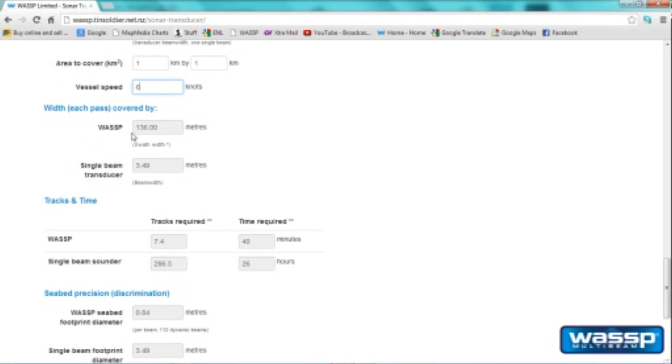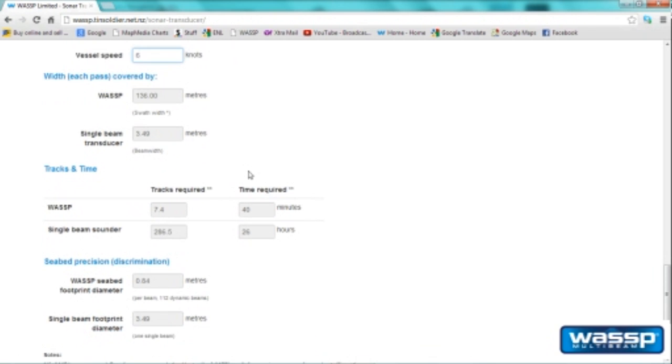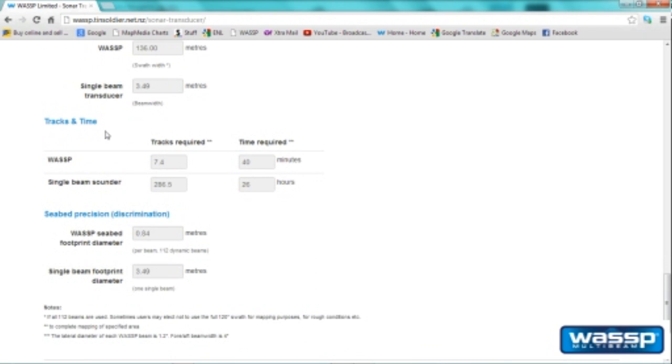Basically, our calculator shows us that the WASSP coverage on the seabed is 136 meters wide in 40 meters of water depth, versus the single beam, which has a footprint on the seabed of 3.49 meters wide. In terms of how long it will take to map out the area, the WASSP would take 40 minutes to map out that 1 kilometer by 1 kilometer grid, versus the single beam system, which would take 26 hours.